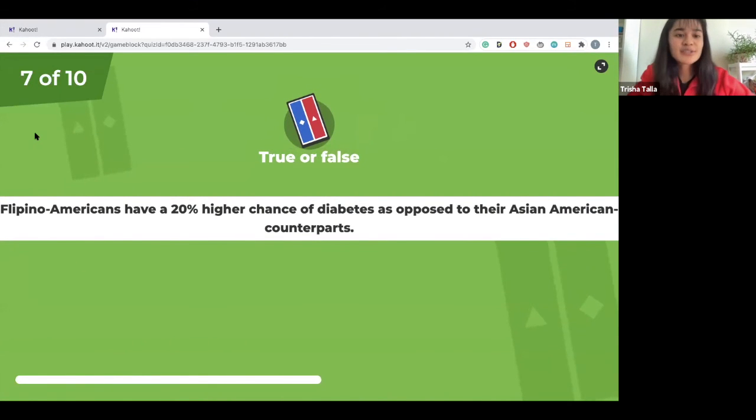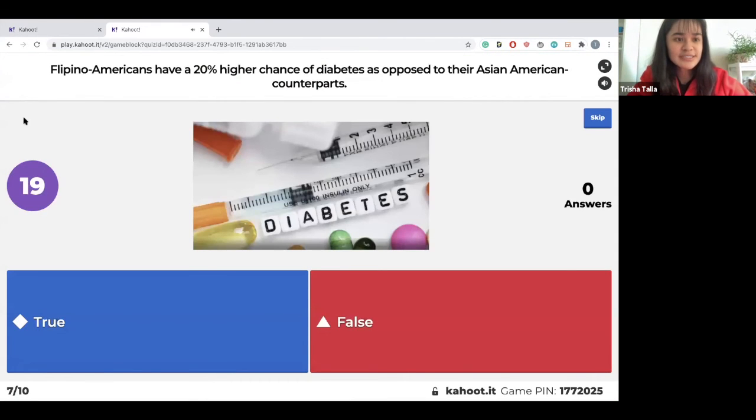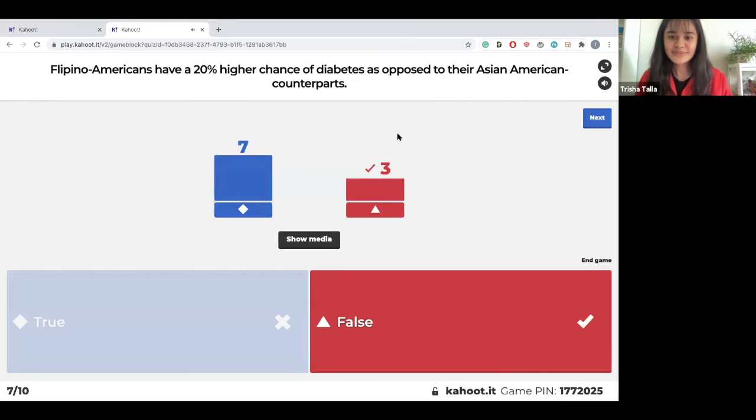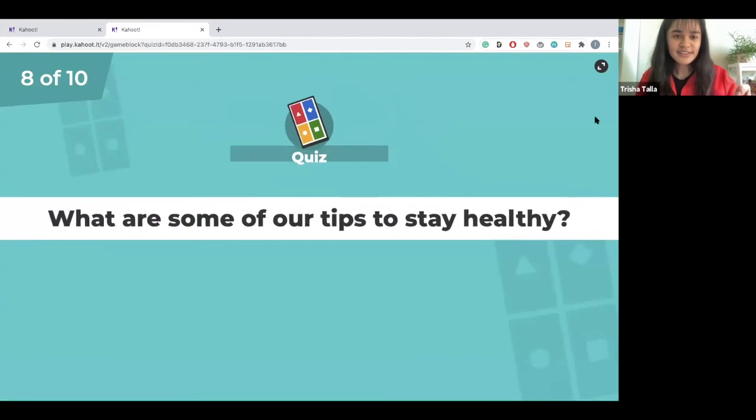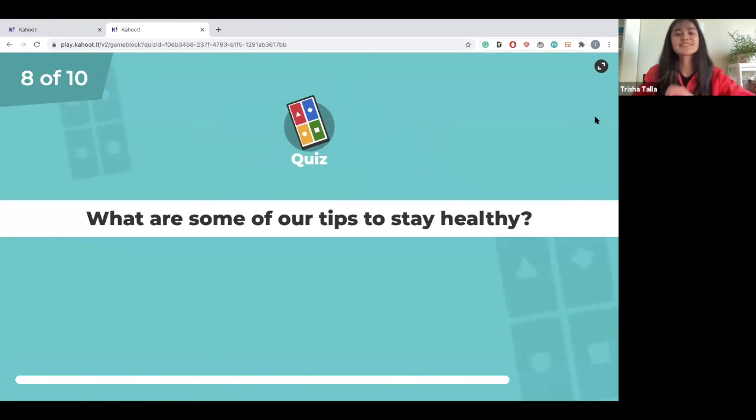Filipino Americans have a 20% higher chance of diabetes as opposed to their Asian American. If you were listening, it was actually 70%. Yeah, that one is a little confusing. Okay, Raf. What are some of our tips to stay healthy?